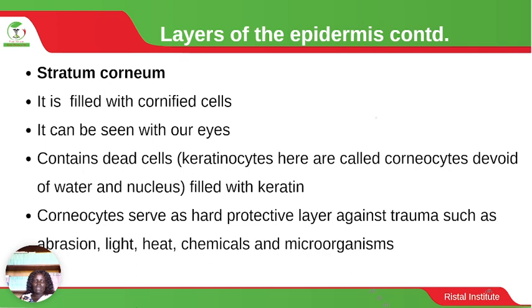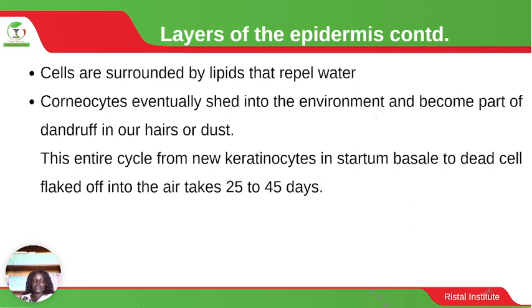Contains dead cells. The dead cells, the ones that we described above, are the keratinocytes. Here they are called corneocytes, devoid of water and nucleus, filled with keratin. Corneocytes serve as a hard protective layer against trauma, such as abrasion, light, heat, chemicals, and microorganisms. So it is what gives protection to the body.